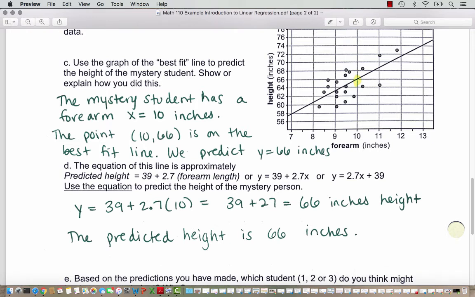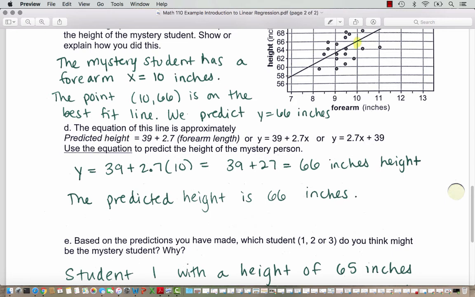So we have 39 plus 2.7 times 10, where I'm putting in that forearm measurement of 10 as the input, or the x value, into my equation here. And so I multiply first by the order of operations. So 2.7 times 10 is 27, and then I add up 39 plus 27, and I get just what I saw in the graph when I found the point on the line, 66 inches height. So the predicted height from the line of best fit is 66 inches.